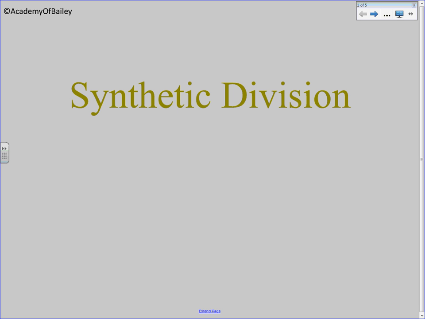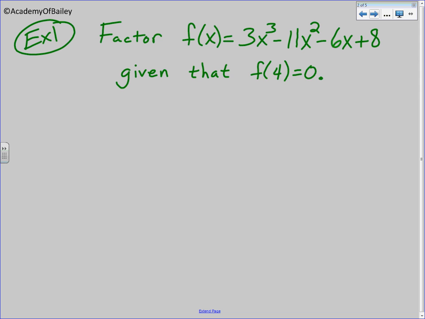Okay, let's look here at a video lesson we have on synthetic division. Synthetic division will help us do a couple things. It helps us factor polynomials, and it also will help us to divide polynomials. Let's look at a factoring situation first.